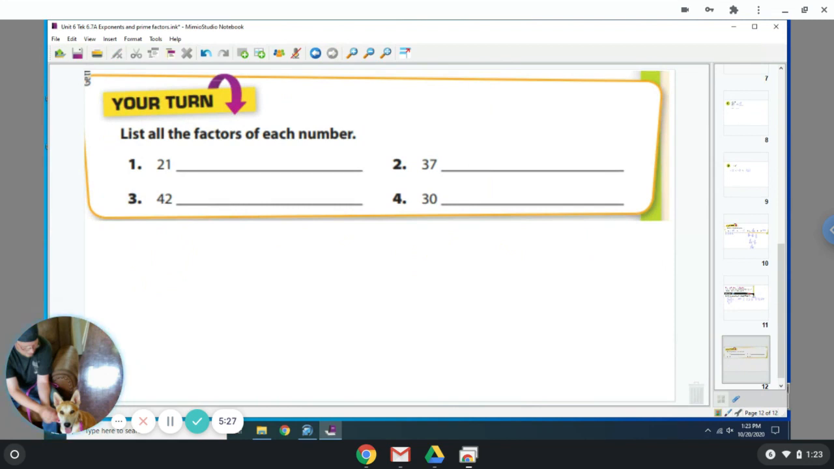Factors of 21 will be 1 and 21, 3 and 7. Factors of 37 are just 1 and 37. Since there are no other factors, that number is considered prime. 42 will be 1 and 42, 2 and 21, 3 and 14, I believe. And I don't think there are any more. Oh, yes, 6 and 7.